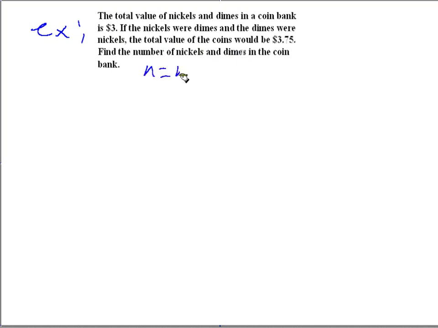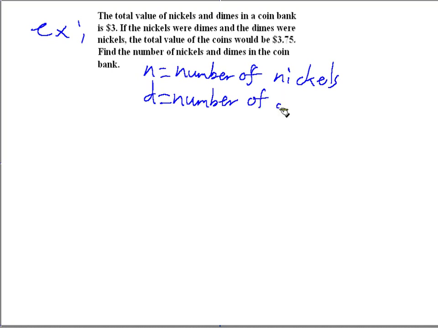Let N be the number of nickels, and D be the number of dimes in this coin bank, all right? Not too bad. Okay, now, if you remember the coin problems here, if I have N number of nickels, all right?